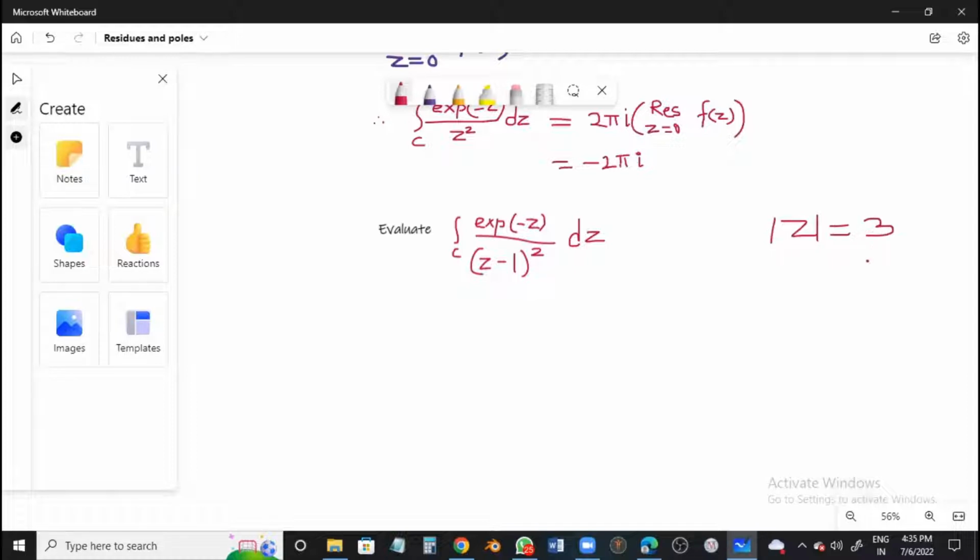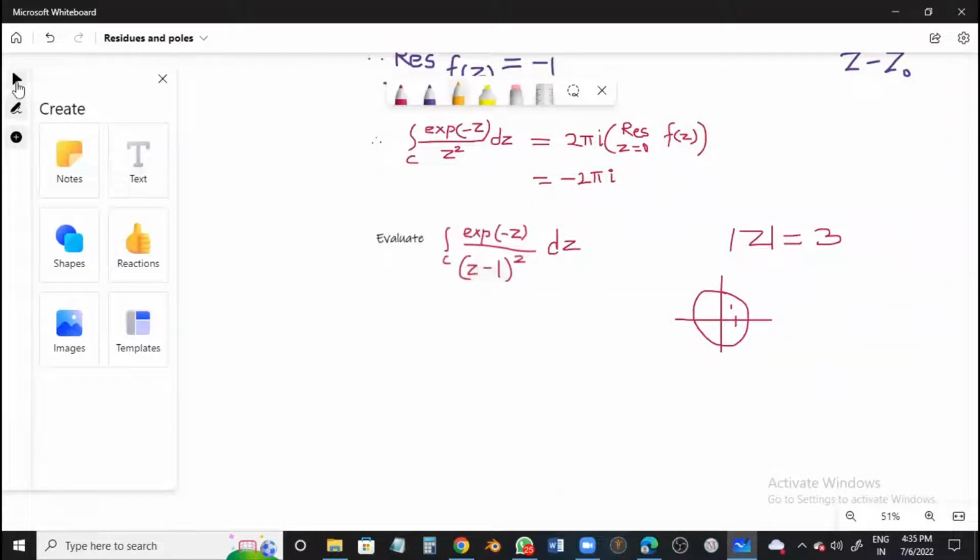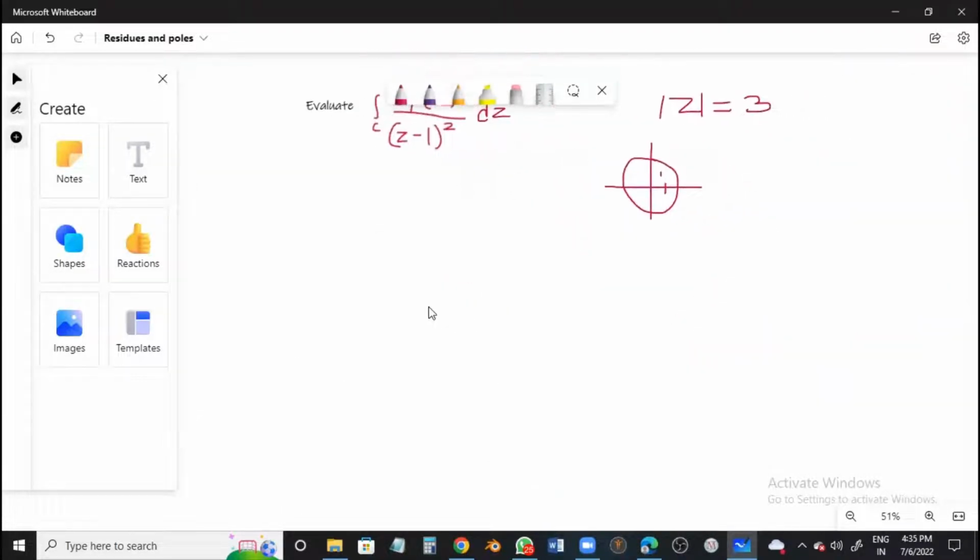This being mod z equal to 3, you can check: if you deal with a circle of radius 3, the point 1 lies over here. Point 1 is the interior point. So at z equal to 1, the function is not analytic. I suppose you are getting me. The function is not analytic at z equal to 1.